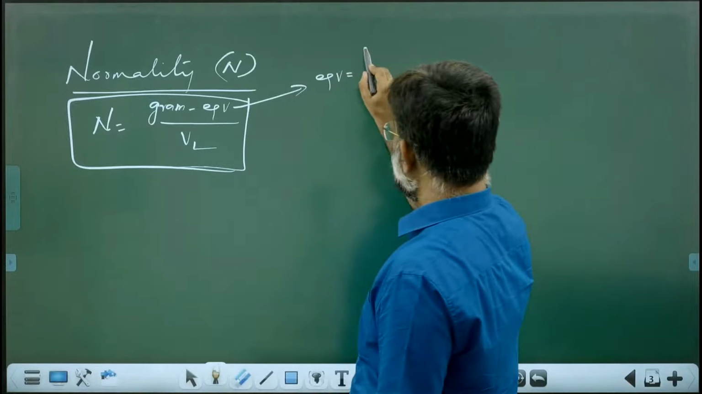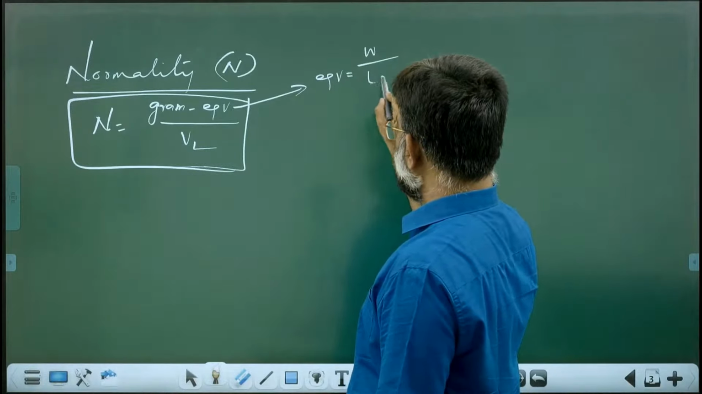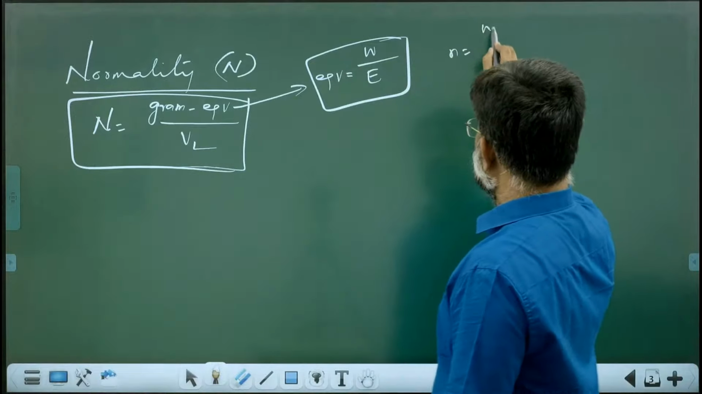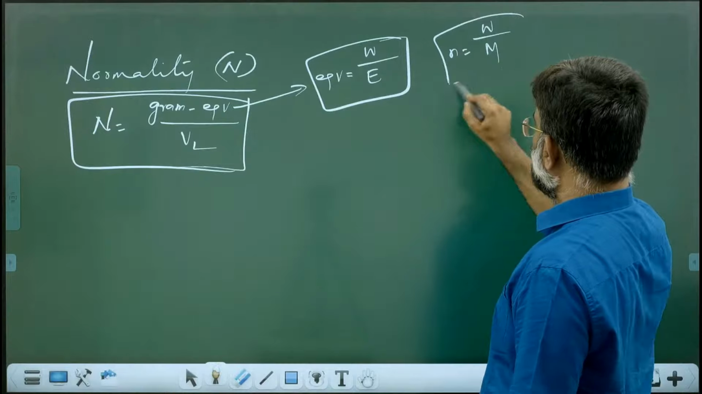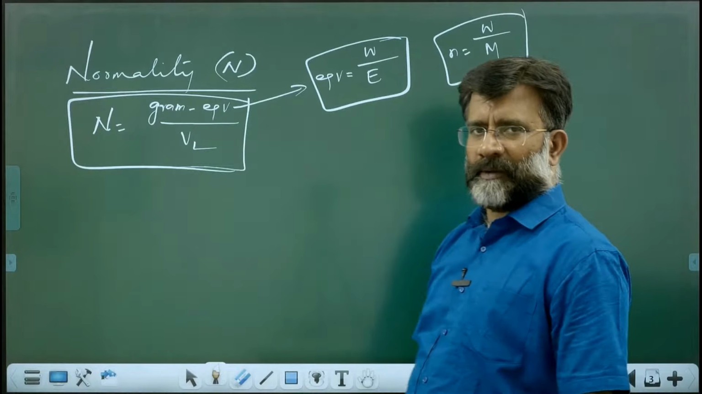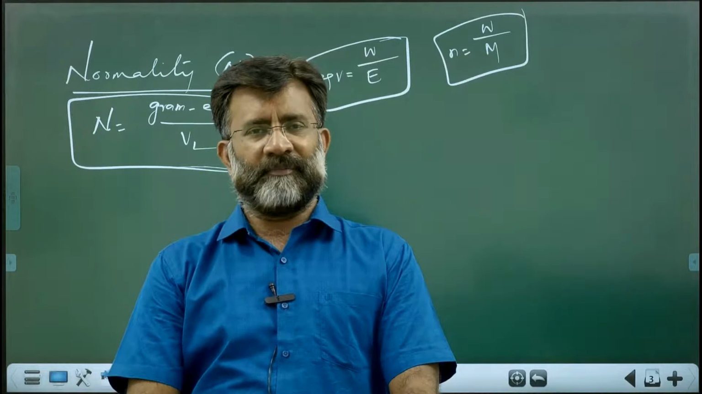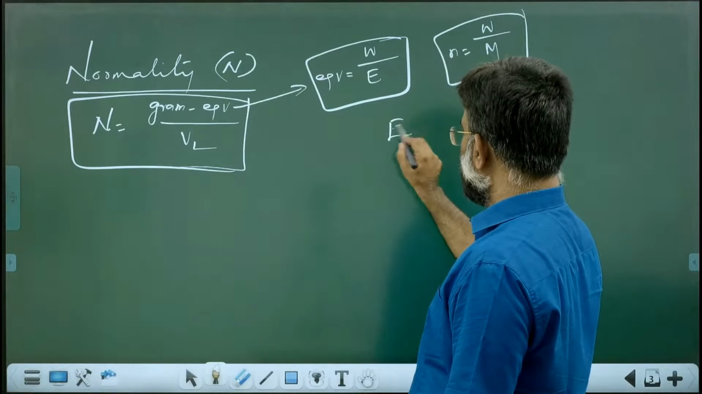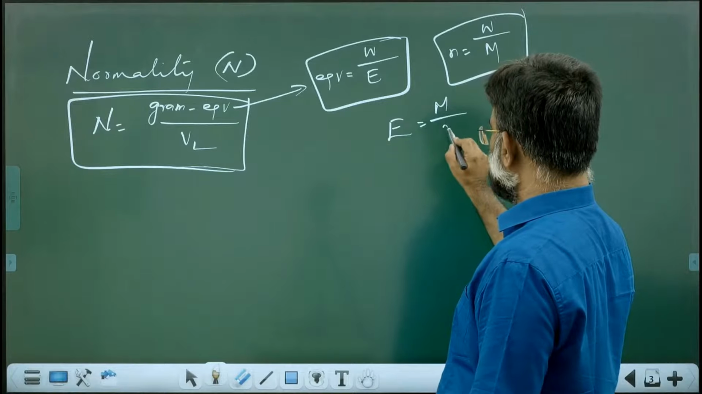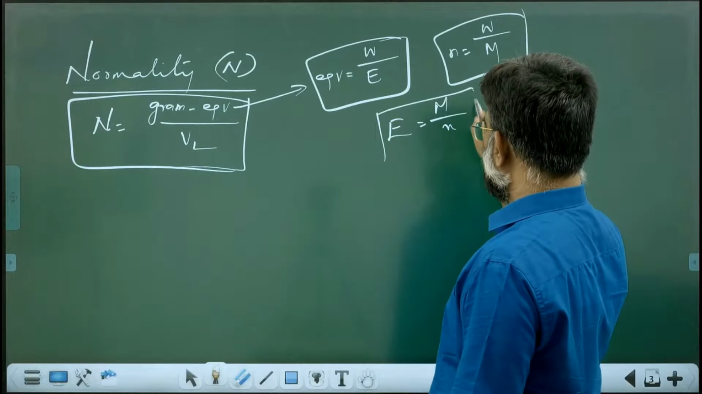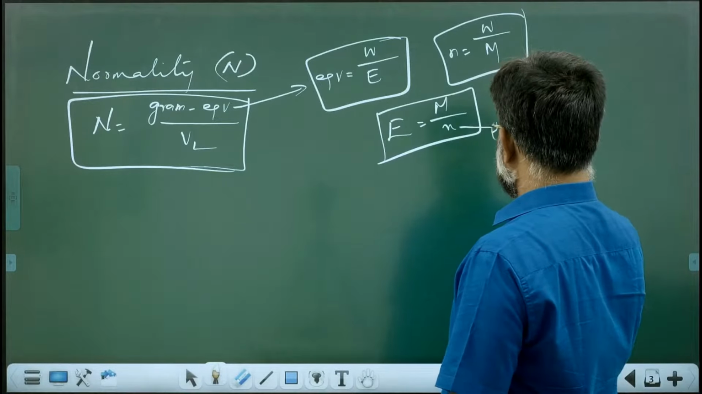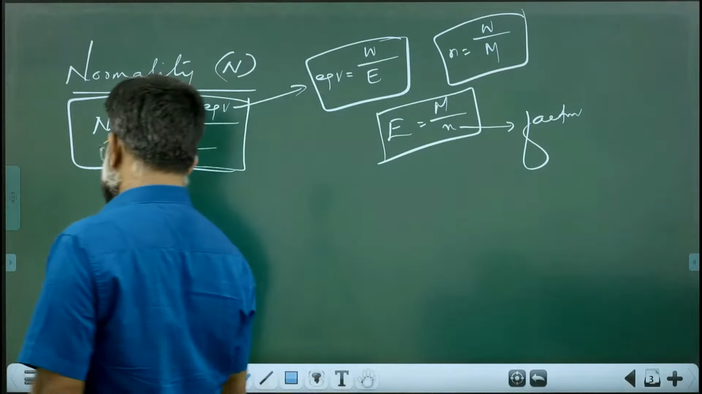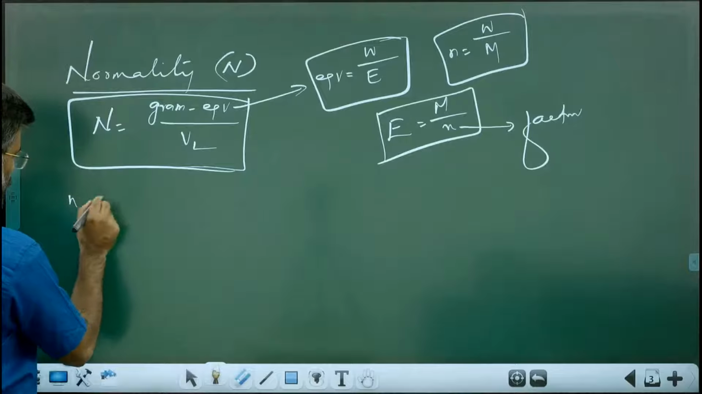Number of gram equivalents is equal to weight by equivalent weight. All of you know number of moles is equal to weight by molar mass. Like that, number of gram equivalents is equal to weight by equivalent weight. What is meant by equivalent weight? Equivalent weight is equal to molar mass by n factor. What is n factor? I think many of you know what is meant by n factor.